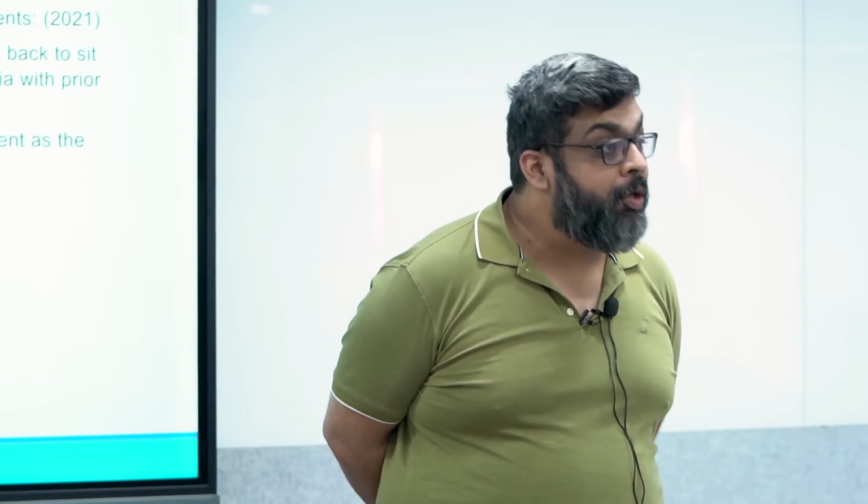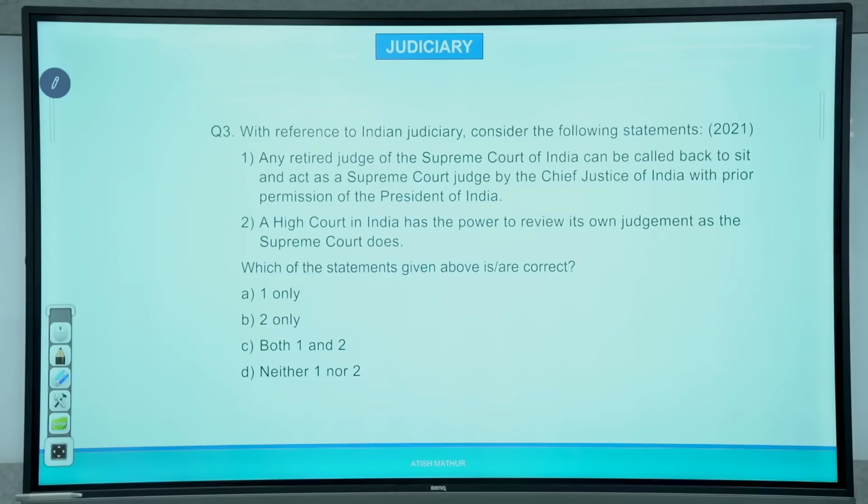थर्ड, अब एडहॉक जज, रिटायर्ड जज पढ़ के जाएंगे तो कुछ याद नहीं रहेगा, क्वेश्चन से समझेंगे. With reference to the Indian judiciary, which means constitution has not been mentioned, we are looking at the general state of affairs. Any retired judge of the Supreme Court of India can be called back to sit and act as a Supreme Court judge by the Chief Justice with prior permission of the President of India. 2. A High Court in India has the power to review its own judgment as the Supreme Court does.